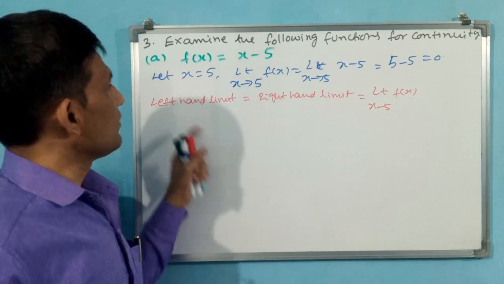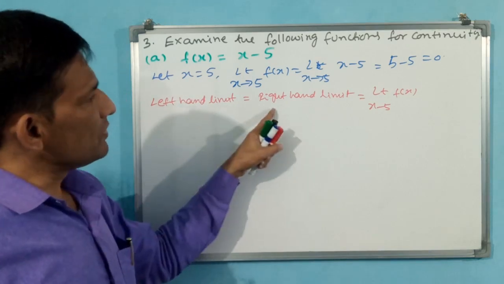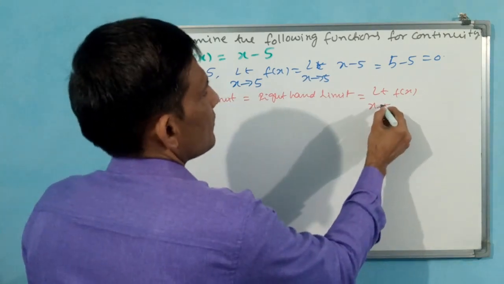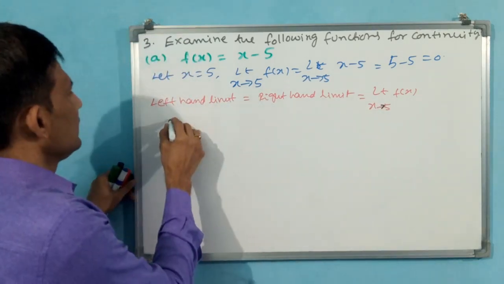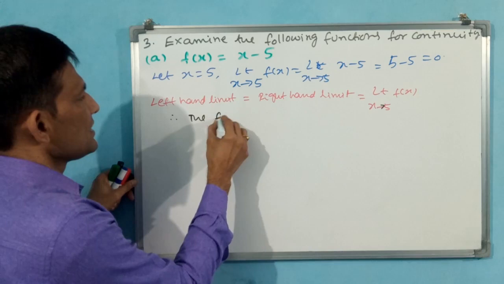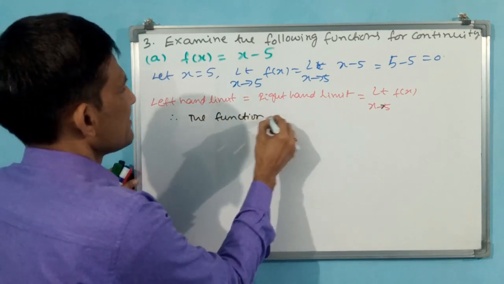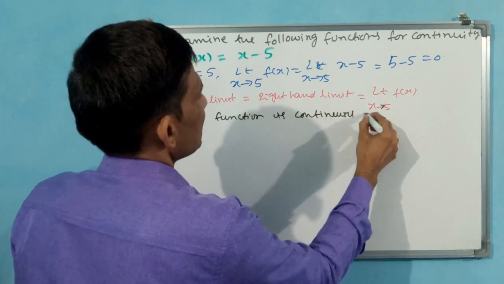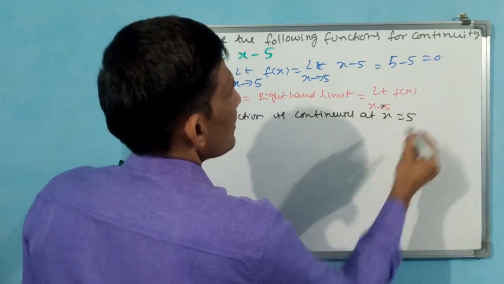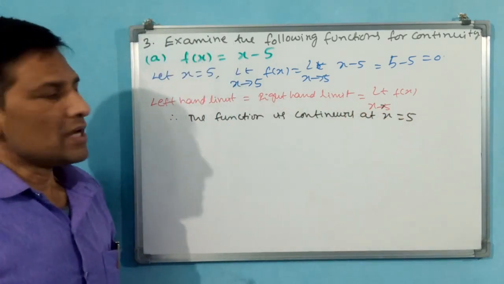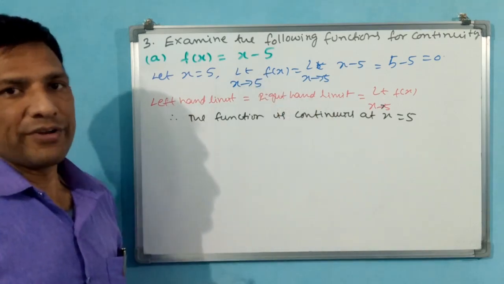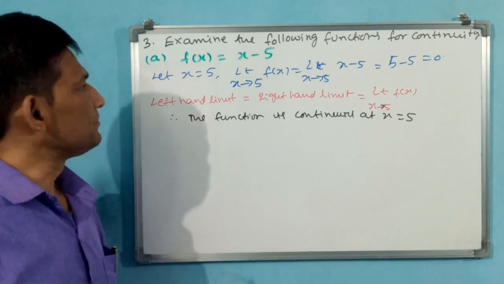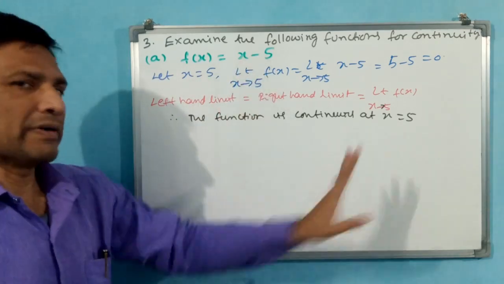You understand what I have written? Left hand limit is equal to right hand limit is equal to limit x tends to 5 f of x. Therefore, the function is continuous at x is equal to 5. First one case we have finished. At x is equal to 5, this function is continuous, like we have confirmed. We know, but this procedure you have to follow.